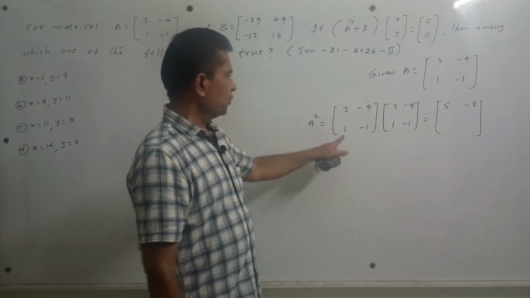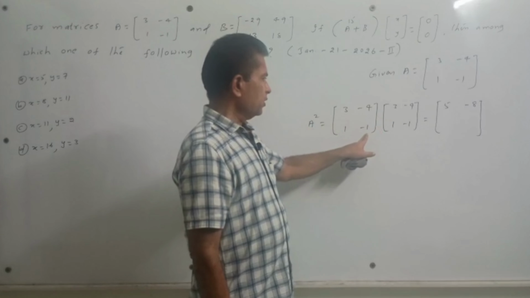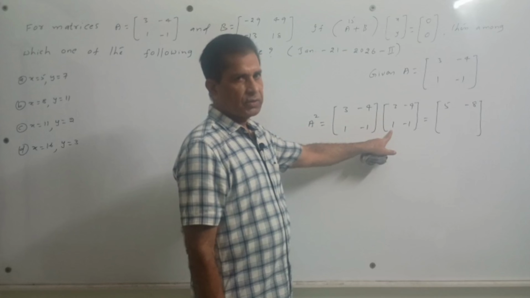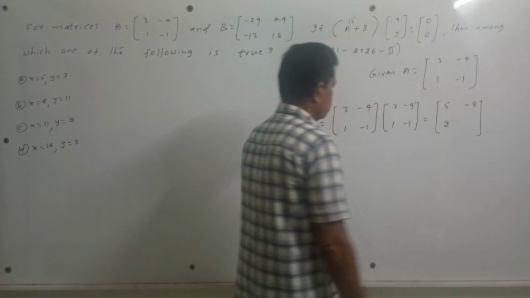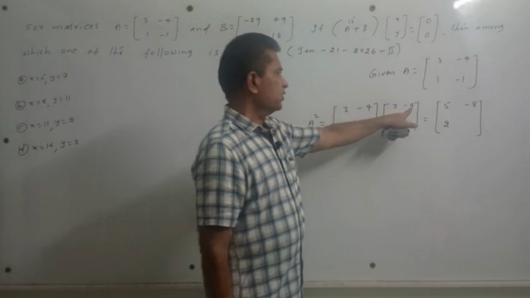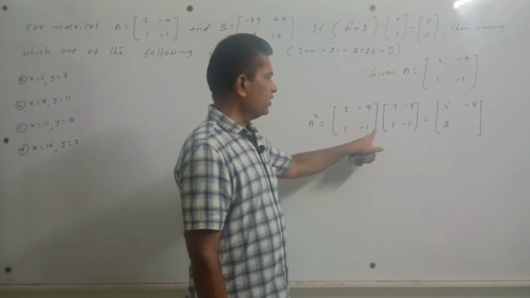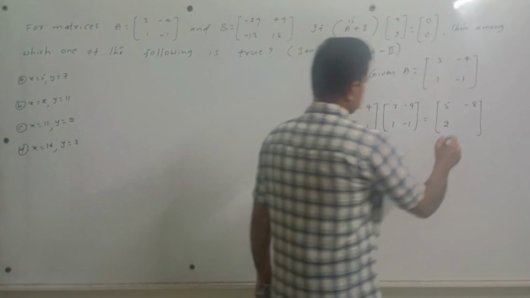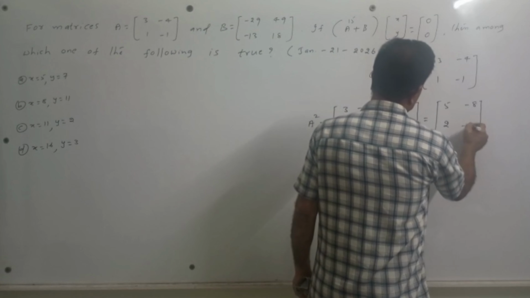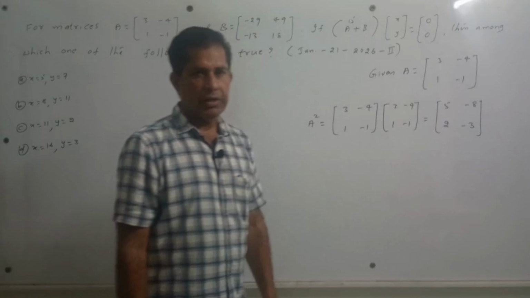Second row. 1 into 3, 3. Minus 1 into 1, minus 1. 3 minus 1 becomes 2. So this element is 2. 1 into minus 4 is minus 4. Minus 1 into minus 1 is plus 1. Minus 4 plus 1 becomes minus 3. So I calculated A square.